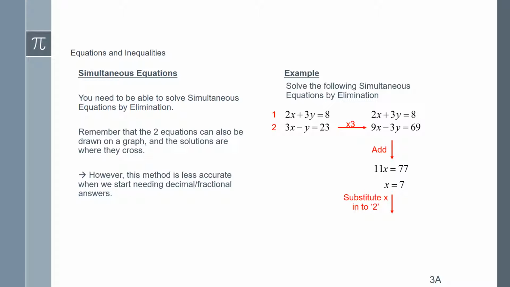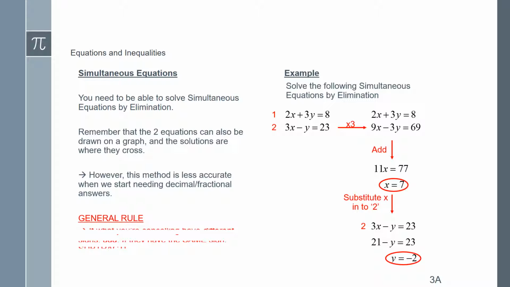So x is 7. We then substitute that into the second equation to work out that y is minus 2. So elimination works by making a coefficient the same of one of the variables, so you can then eliminate it by either adding or subtracting the equations. As a general rule, if what you're cancelling have different signs, add them. If they're for the same sign, then subtract.